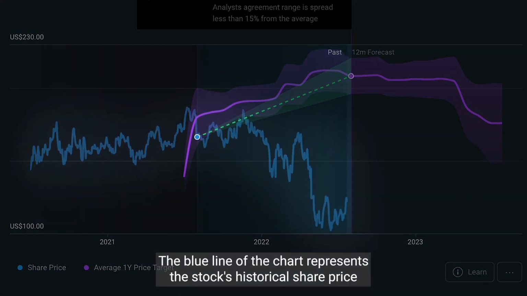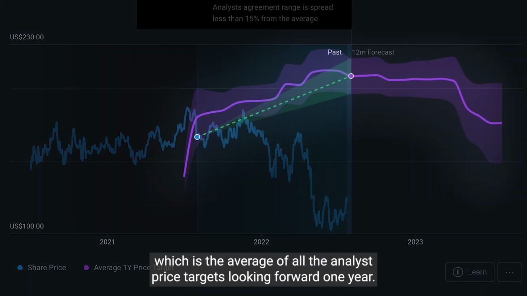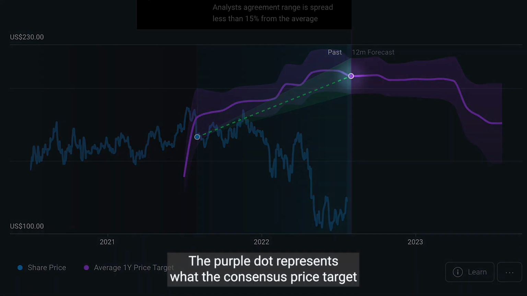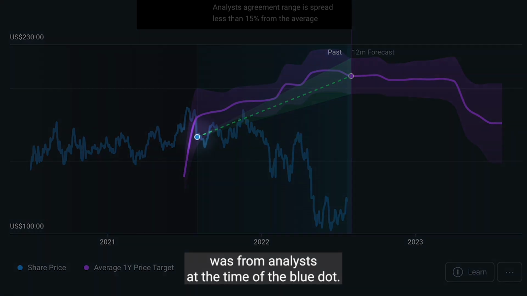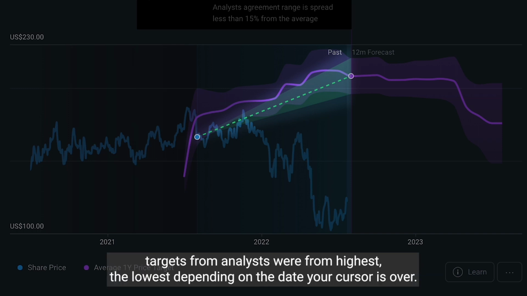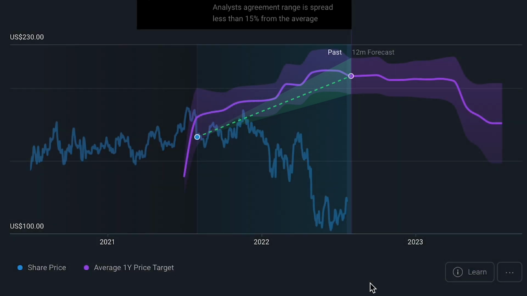The blue line on the chart represents the stock's historical share price over the past 2 years. The purple line represents the consensus price target, which is the average of all the analyst price targets looking forward 1 year. The purple dot represents what the consensus price target was from analysts at the time of the blue dot. As for the shaded triangle, that represents what the range of price targets from analysts were from highest to lowest, depending on the date your cursor is over.